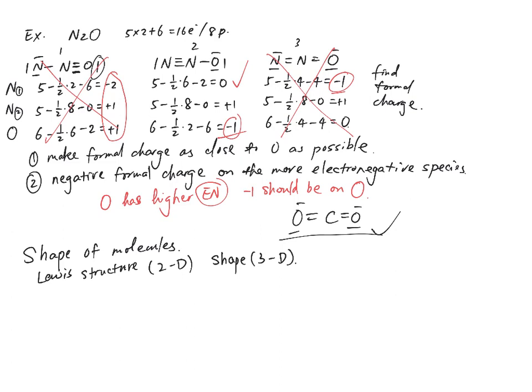Now, the other thing that we're relying on is called the VSEPR theory. Okay, so what's this? This is the valence shell electron pair repulsion theory. Now, what is this theory all about? It's about one thing, okay?